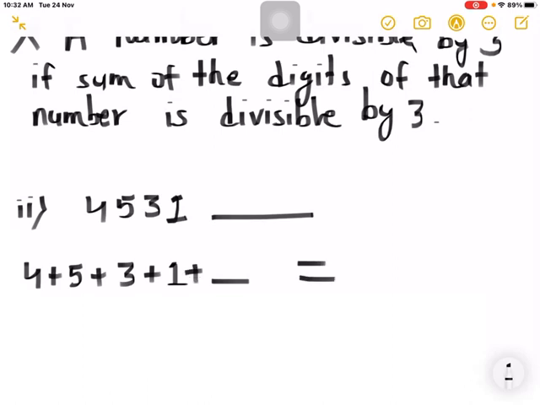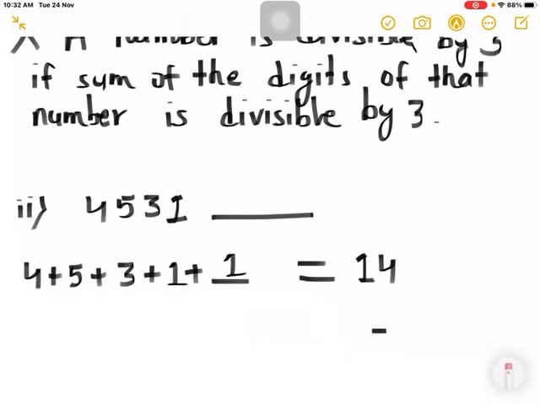What is the sum here? Let's find out first. 4 plus 5, 9, 10, 11, 12, 13. This means 1 plus 3, it is 4. Okay, it is not divisible by 3, that is why let's add 1. If you add 1, then here the sum will be 14. But see, 1 plus 4, it is 5, and 5 is not divisible by 3, isn't it?